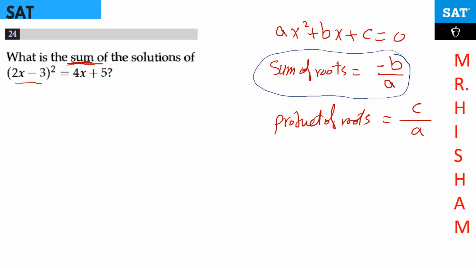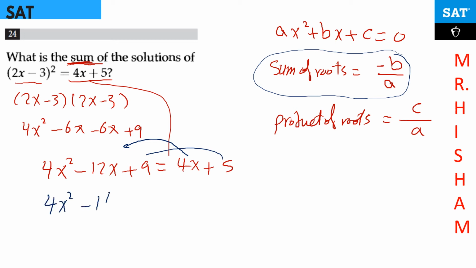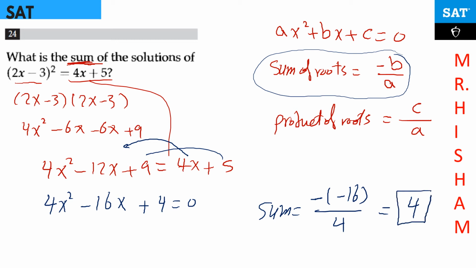So I need to expand this bracket first, so I can do it by the traditional method, 2x minus 3 multiplied by 2x minus 3. So it's 4x squared and negative 6x and negative 6x and positive 9. So it's 4x squared minus 12x plus 9. Then I put this one here, equal to 4x plus 5. By moving positive 4x and positive 5, it's going to be 4x squared minus 16x plus 4 equal to 0. So if I wanted to find the sum, it's negative coefficient of x, which is negative 16, over a, which is equal to 4. So the sum of the two roots is equal to 4.